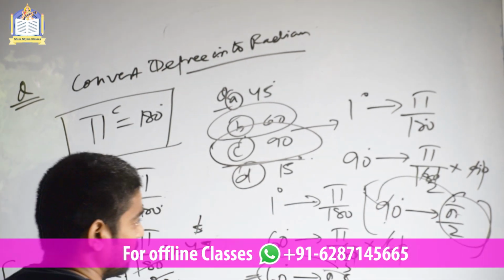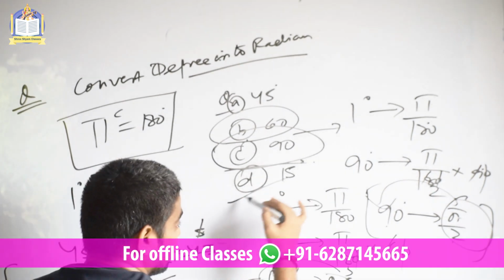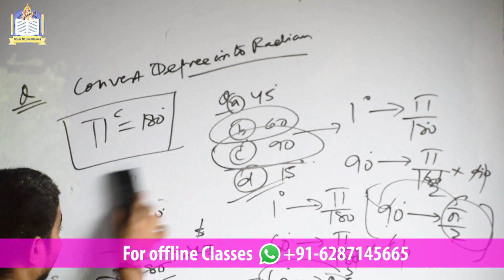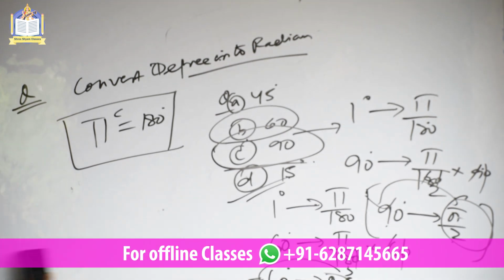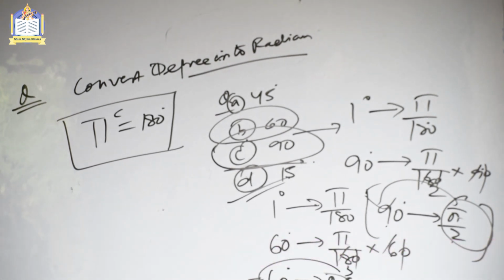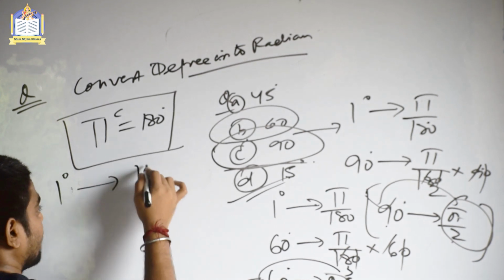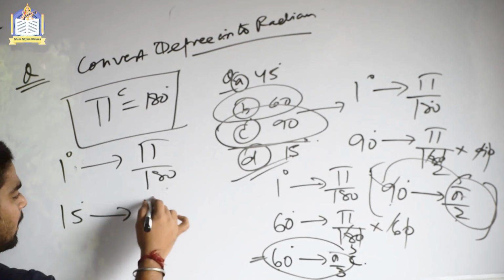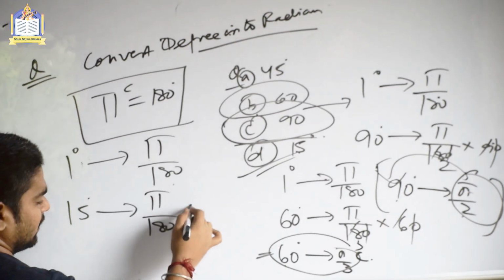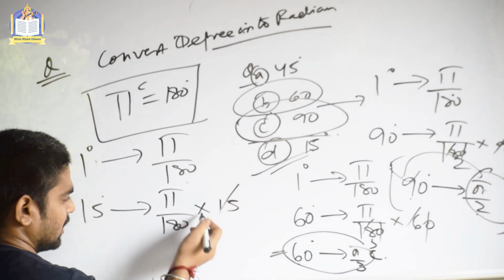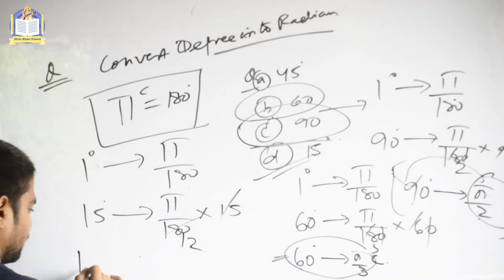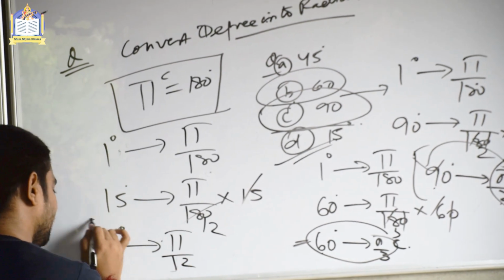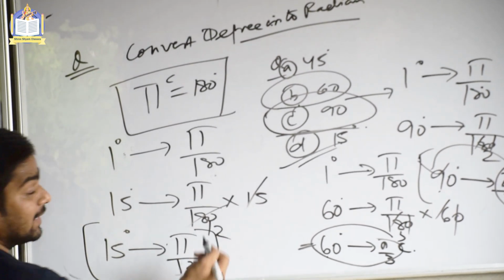Hope it's clear. Now let's go to 15 degree. We just read that pi radian is 180 degree. So 1 degree will be equal to pi by 180, and so 15 degree will be equal to pi by 180 into 15 by unitary method. This gets cut 12 times. So 15 degree is nothing but pi by 12, and pi by 12 is nothing but 15 degree. This is the relation between degree and radian.